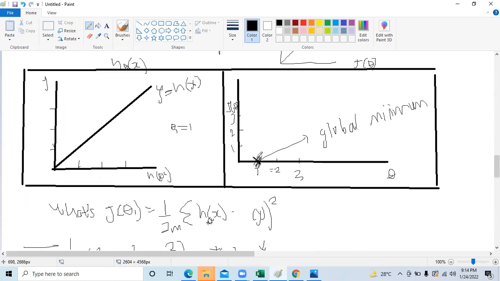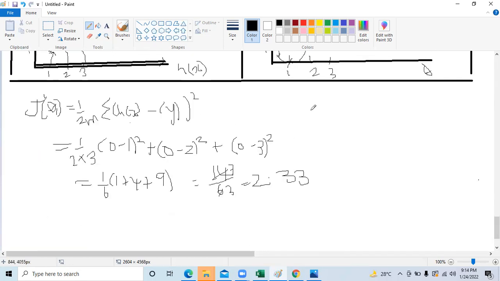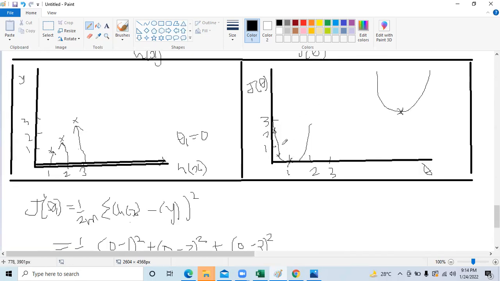We want a situation where theta is 0. If theta 1 equals 0, it means our predicted variable is going to be equal to our output variable. So we are looking for a situation where we are moving from here to here, from here back here, where we are going to land at this point. This is what our cost function helps us to do.